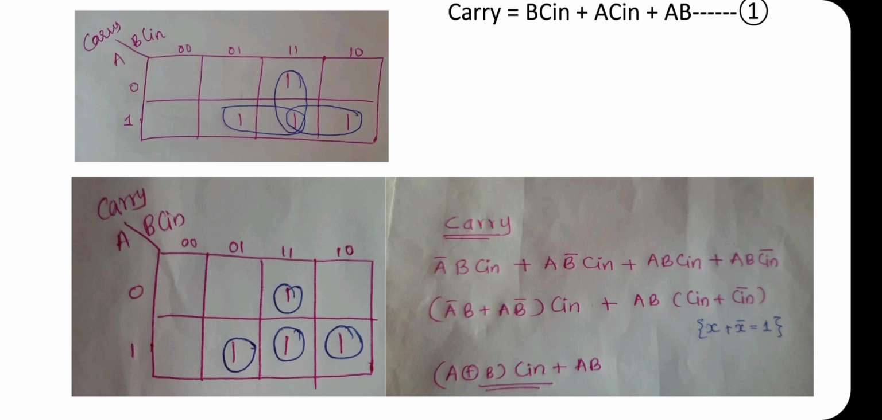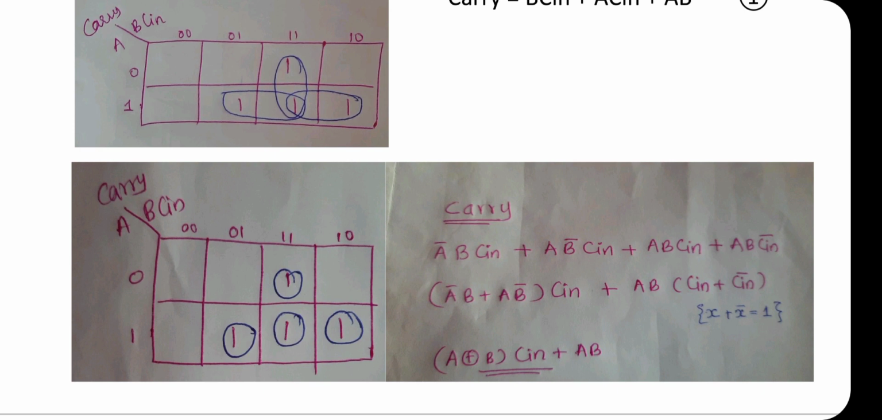We will get A bar B C in plus A B bar C in plus A B C in plus A B C in bar. Taking C in common, that is (A bar B plus A B bar) into C in plus A B into (C in plus C in bar). 0 plus 1 or 1 plus 0 equal to 1. So we get an equation of A XOR B into C in plus AB.